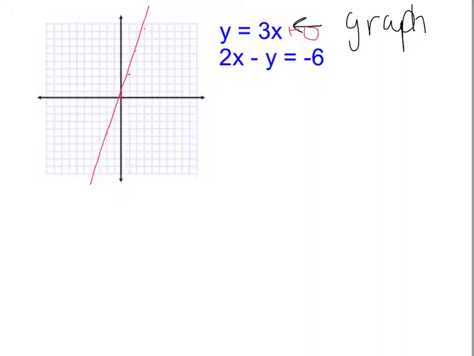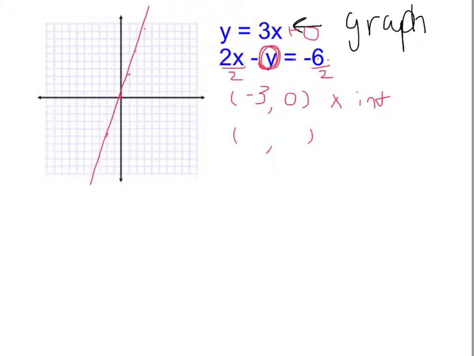My second equation, however, is in standard form. Standard form graphs are a little bit harder to make, but what we're going to do is find both the x and y intercept. So if I plug in a 0 for the y, that will give me what x is, my x-intercept. So y is a 0, and I try to solve. That's 2x equals negative 6, divide by 2 on both sides, and x is negative 3. That's 1 point for my graph.